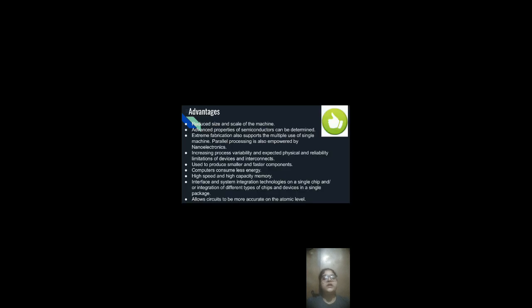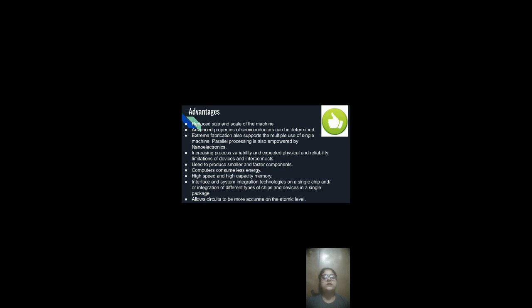Then there come the advantages. These are some of the advantages of nanoelectronics. I'm going to discuss them. Reduced size and scale of the machine. This is the first advantage. Okay. Second is advanced properties of semiconductors can be determined. Third is extreme fabrication also supports the multiple use of a single machine. Parallel processing is also empowered by nanoelectronics.